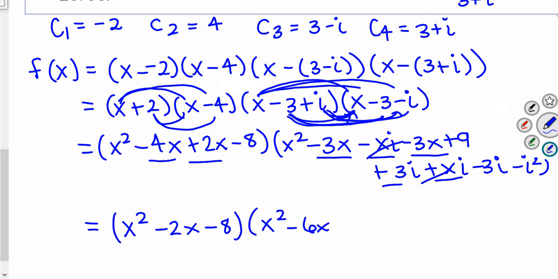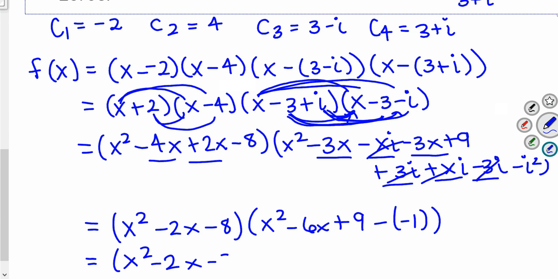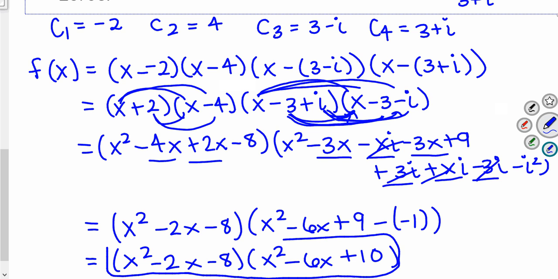And I have a positive 3i and a -3i. Those cancel each other. Bring down my plus 9 minus, and i squared is -1. So my final answer is x squared minus 2x minus 8, x squared minus 6x, and 9 plus 1 will give me 10. There's a polynomial with those as zeros.